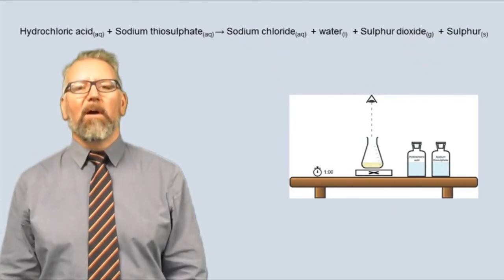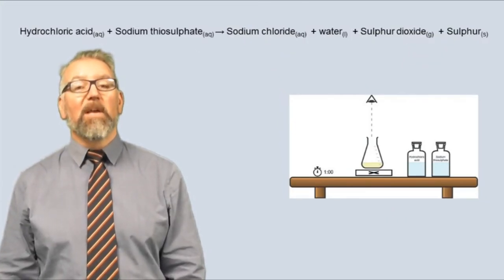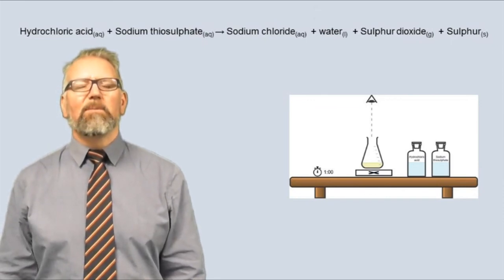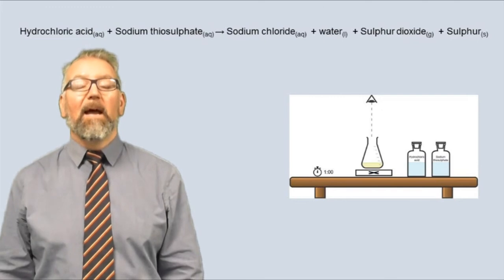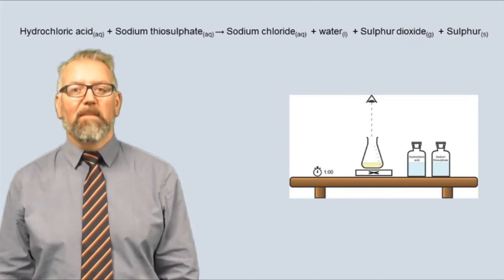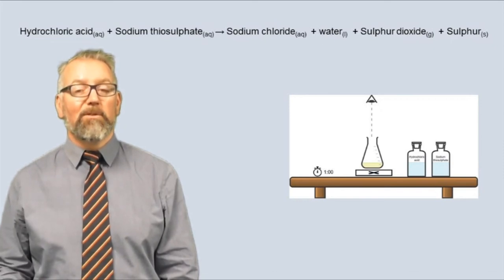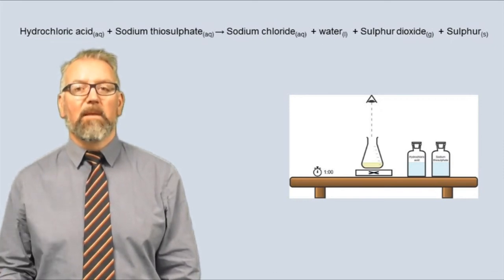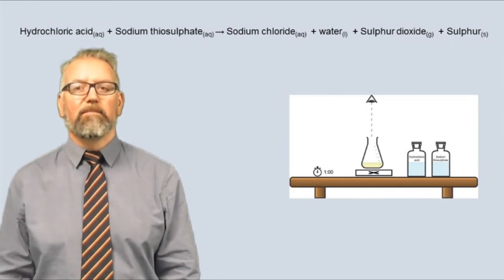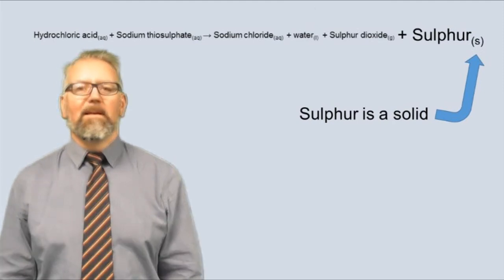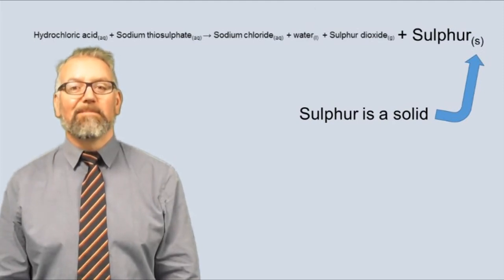Let's have a look at our first experiment, looking at the changes in turbidity due to changes in concentration. So we started off with hydrochloric acid and sodium thiosulfate. The products of this are sodium chloride solution, some water, some sulfur dioxide, and some sulfur itself. The sulfur is the bit that we're looking for. The sulfur is the solid. Let's be confident with our state symbols.